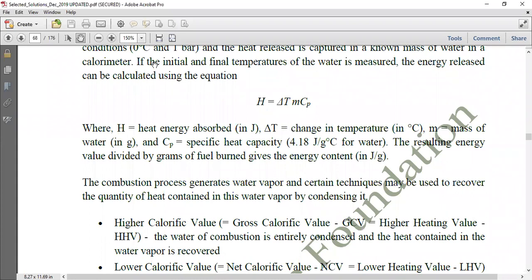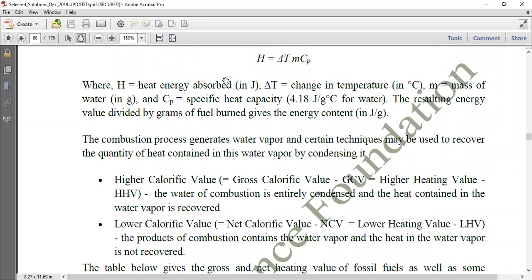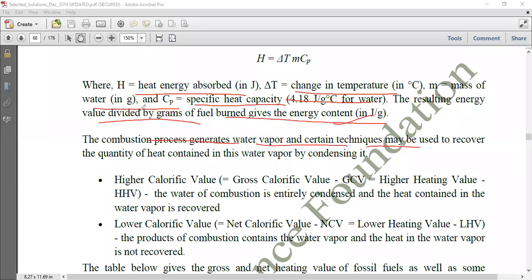Then you can see that here these terms we have to highlight. Where H is the heat energy absorbed, delta T is the change in temperature, and M is the mass of water. CP is the specific heat, which is 4.18 joule per gram per degree Celsius, and the resulting energy value divided by grams of fuel burned will give the energy content. So the combustion process generates water vapor. Certain techniques may be used to recover the heat content.